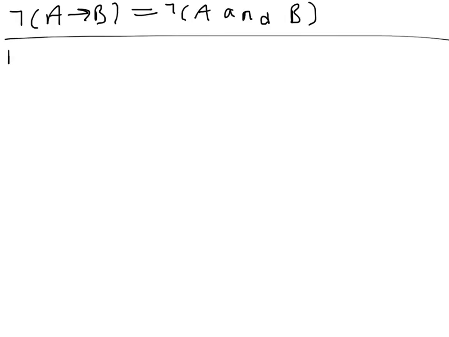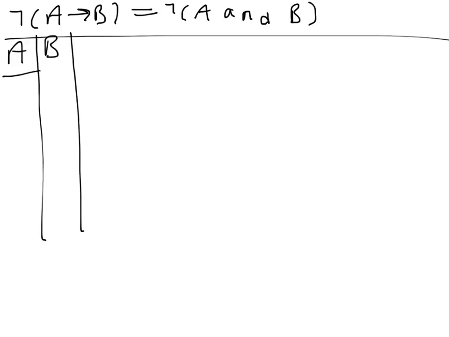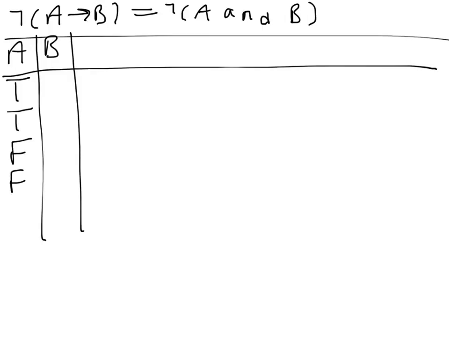We're going to start off with A and B. So A is going to be true, true, false, false, and B true, false, true, false. So our first one is going to be A implies B.